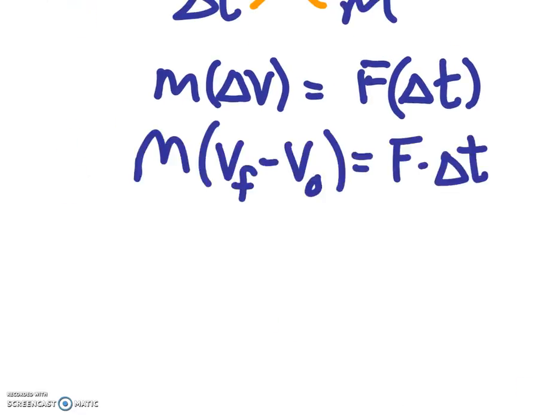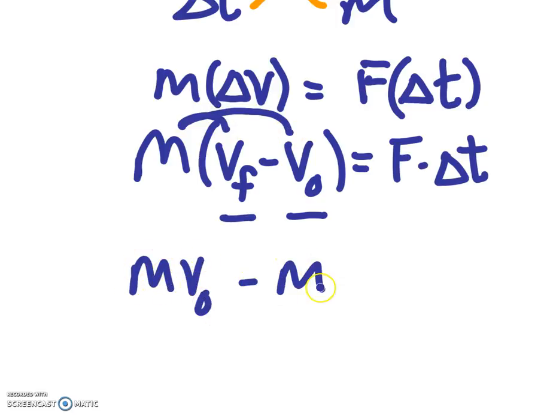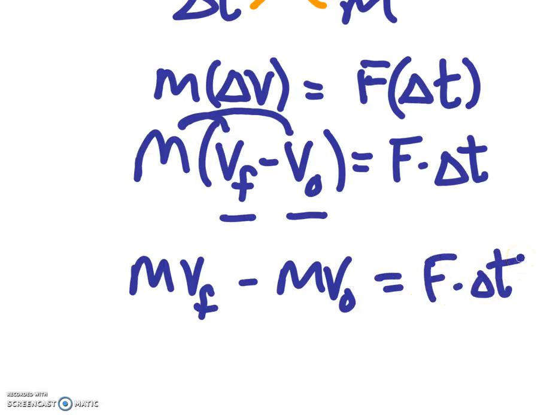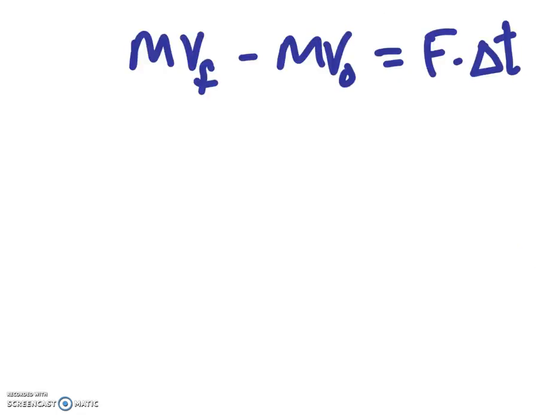Delta V, change in velocity, is the final velocity minus the starting velocity. Using math concept 2, I can use a distributive property: mass times final velocity minus mass times initial velocity equals net force times the change in time. So we have used some math ideas that we understand, and we arrive at this expression.